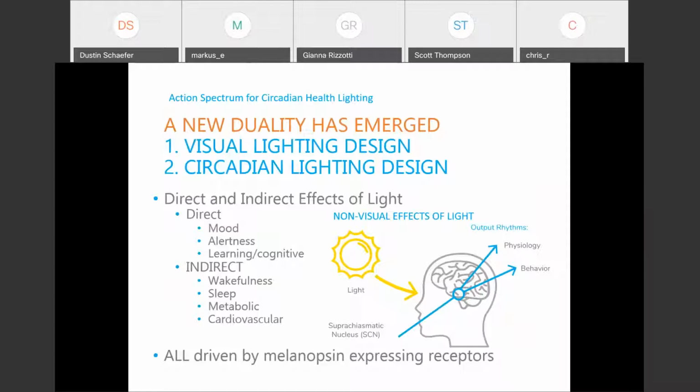There are direct and indirect effects of light. Direct effects control our mood, alertness, learning, and cognitive functions. Indirectly, light affects our metabolism, our wake-sleep cycle, and our cardiovascular system. All of the indirect effects are driven by melanopsin-expressing receptors in the retina.